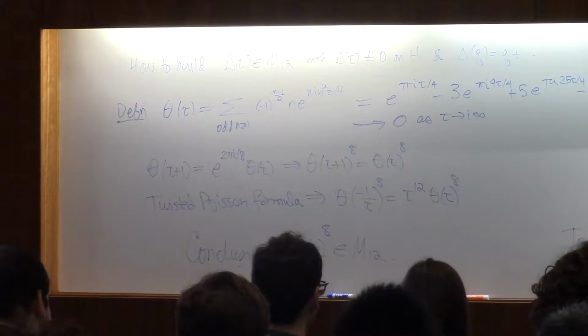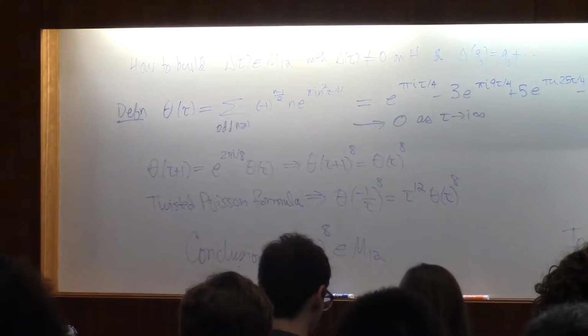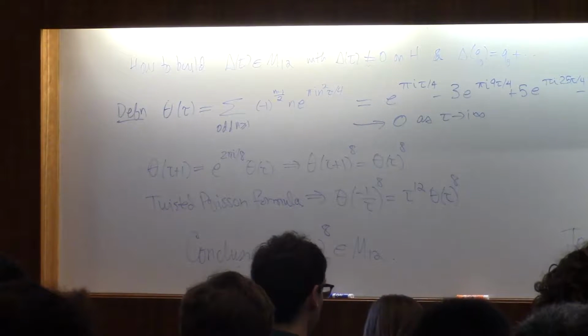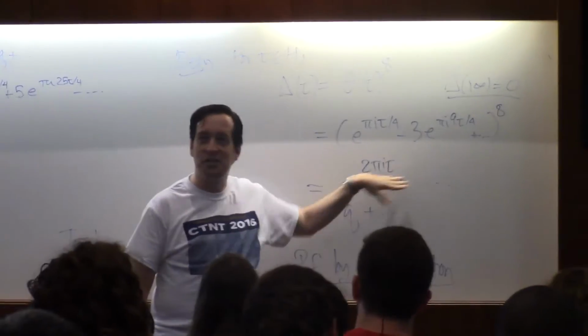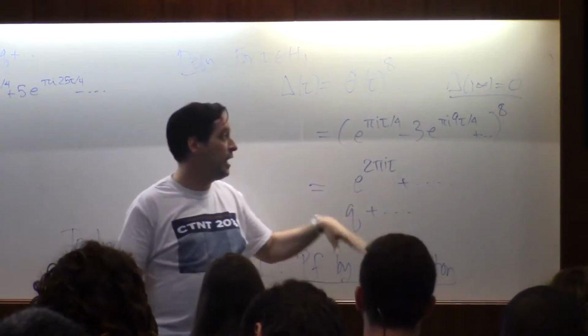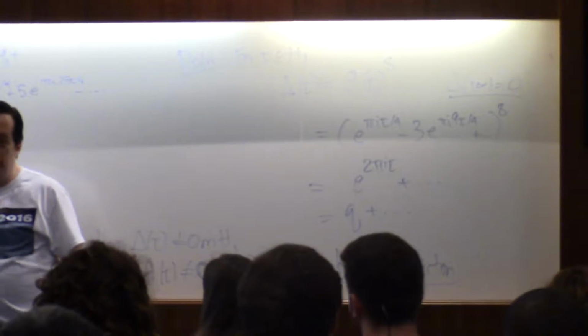You have e to the pi i tau over 4 everywhere, just by math, the only thing that's going to survive are even powers of e to the pi i tau over 4. I'm sorry, eighth powers of e to the pi i tau over 4. It's going to only have powers of e to the 2 pi i tau everywhere. We know that already. And they are going to be integers, built out of products of these kinds of numbers.